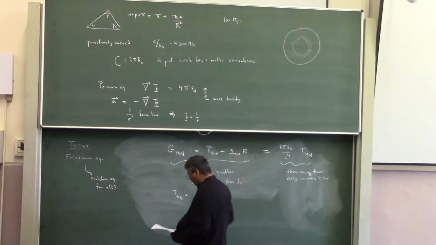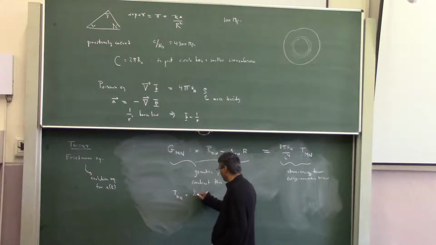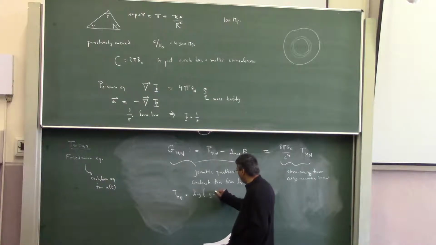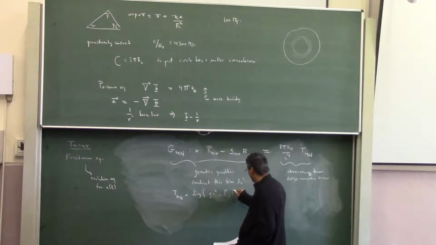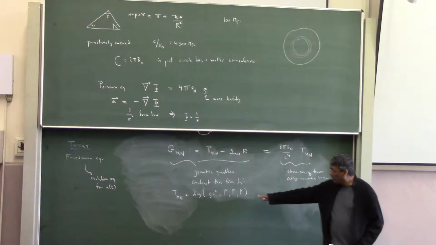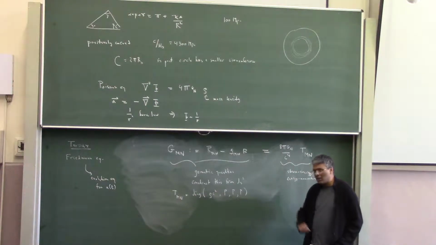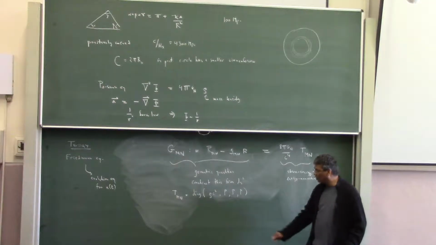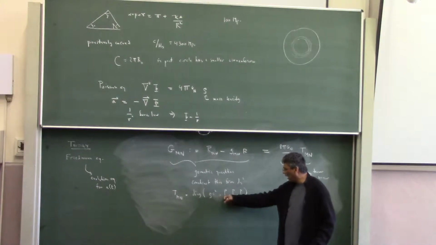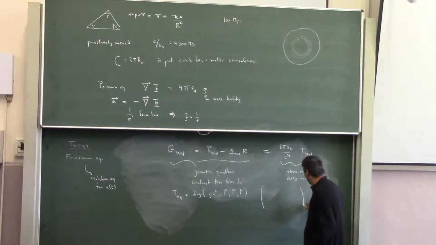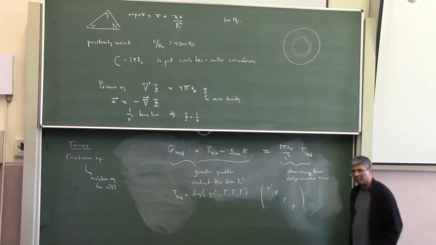For our purposes, T_mn is a diagonal matrix. The components of this matrix are rho c squared and pressure. So we're working in a four-dimensional space-time. Because we're working in a four-dimensional space-time, this matrix is 4 by 4. The diagonal entries in this matrix are rho c squared and p. Okay, so the matrix looks like rho c squared, p, p, p.